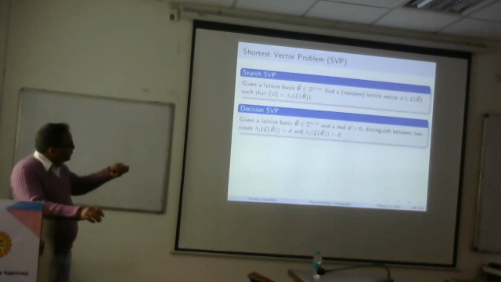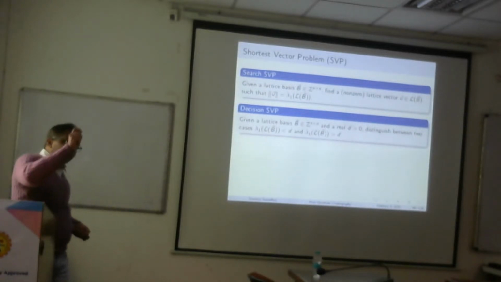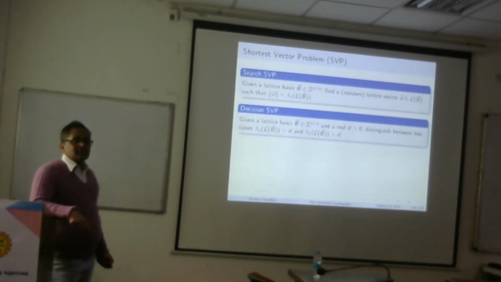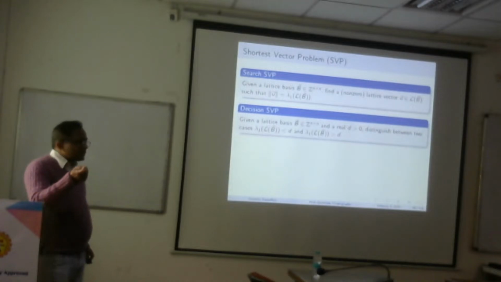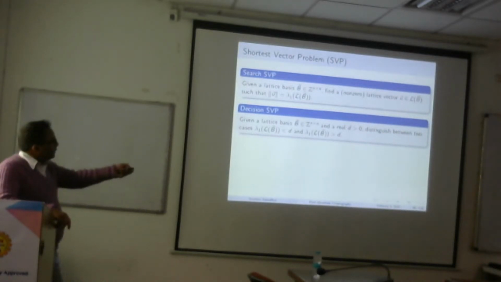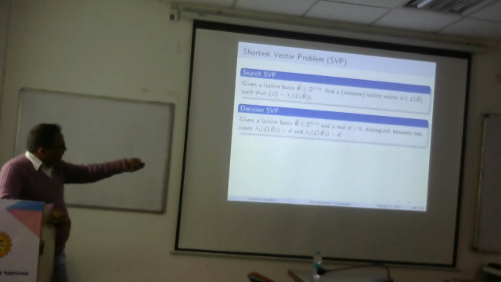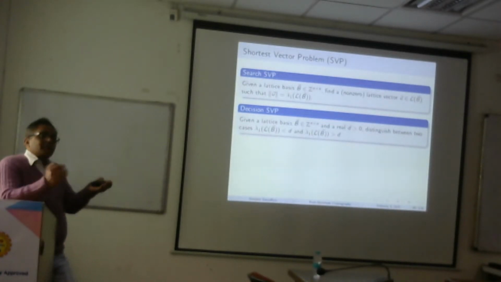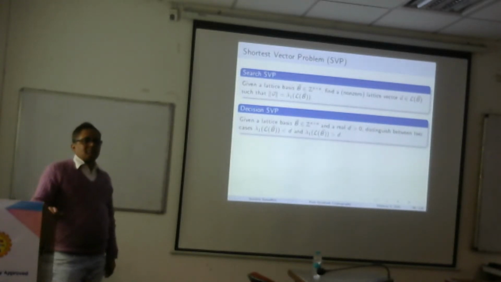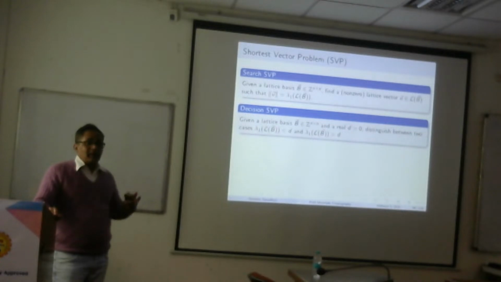So the search problem was: you have to find that vector whose length is lambda 1. In the decision version, I give you a distance d. You have to simply tell me whether lambda 1 is less than d or lambda 1 is greater than d. If you can't even distinguish between the two, it means you have no idea about lambda 1. This problem is extremely hard.